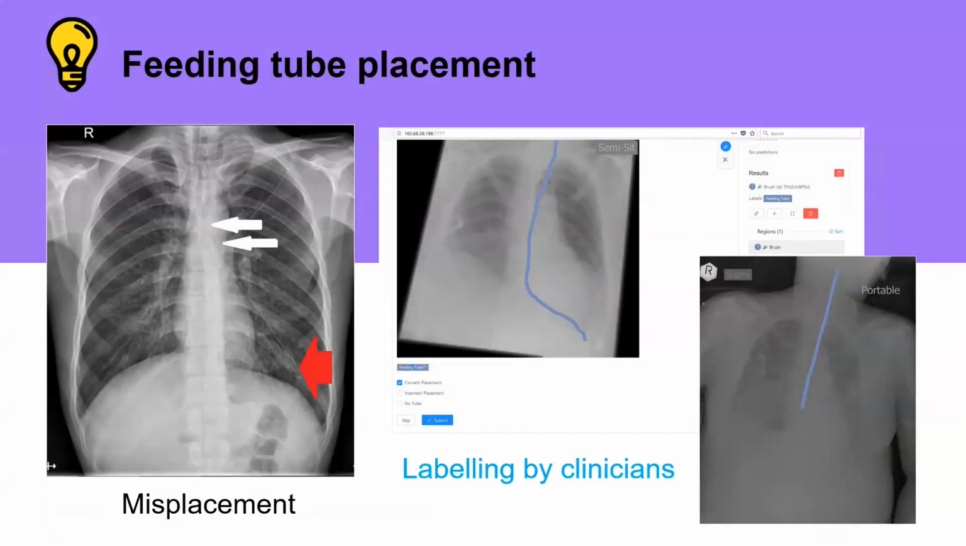Another chest X-ray AI that we think is very important is feeding tube placement. We need to make sure the feeding tube is inside the digestive system instead of inside the lung, because if the milk goes to the lung instead of the digestive system, the patient will die. This time, the labeling of the chest X-ray feeding tube is done by our clinicians. I would like to emphasize that different projects need different stakeholders and different friends to help us make it happen.